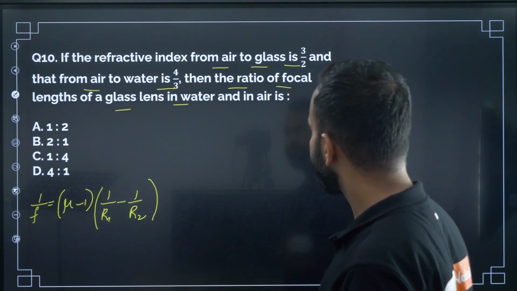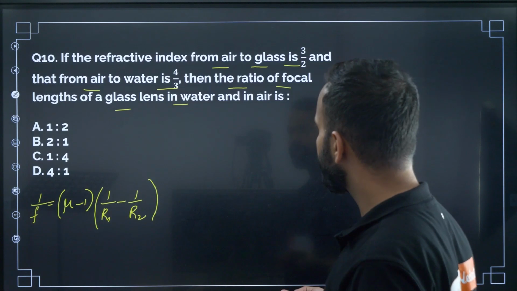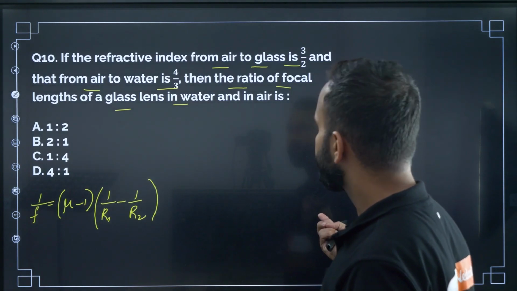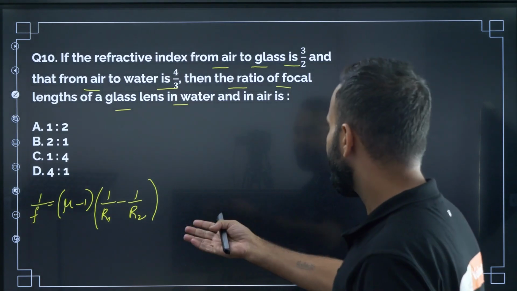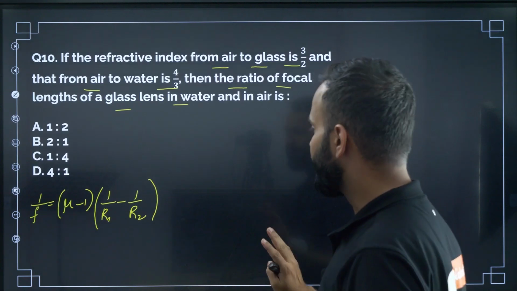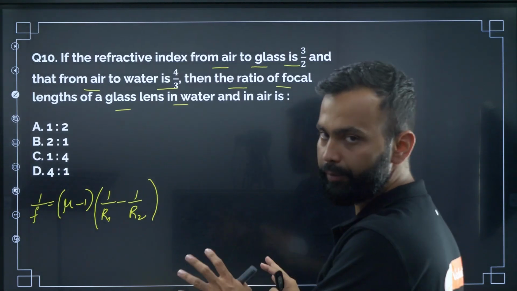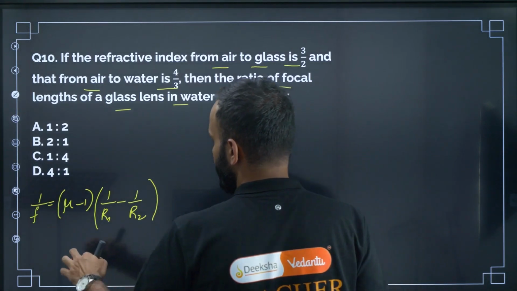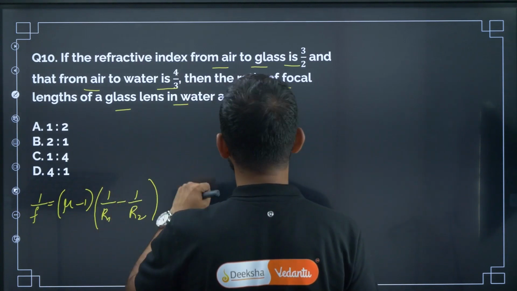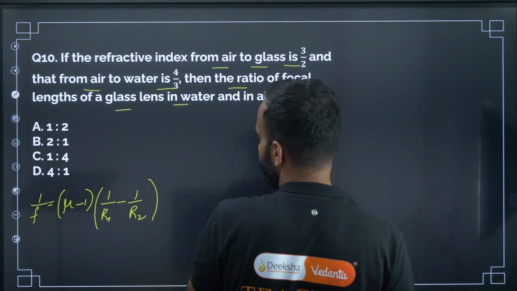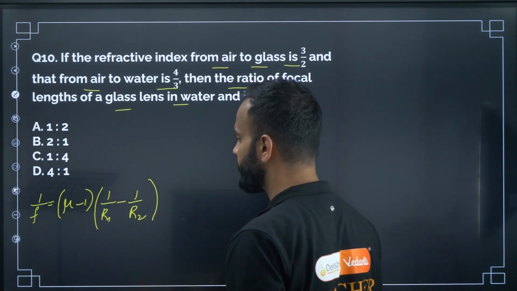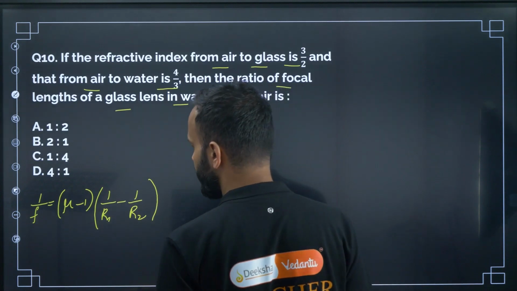So here r1 is equal to r, right? Anyway, 1 by r1 minus 1 by r2, okay, let's keep it that way only. Now for the glass in air, the refractive index is 3 by 2. The relative refractive index is 3 by 2 by 1, which is 3 by 2 only, right?